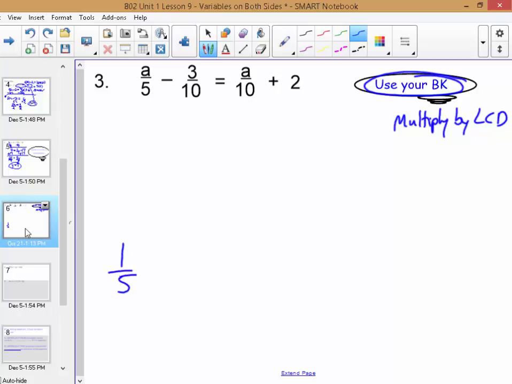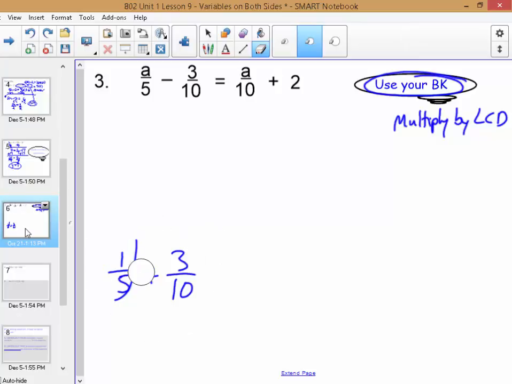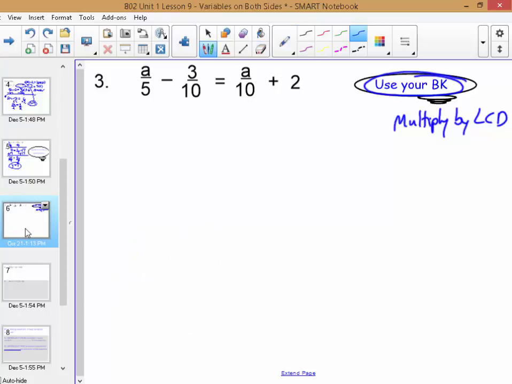If I was adding 1/5 plus 3/10, what would the common denominator be that I have to get it to? Well, I'd have to change this to tens. This would be 2/10. And that's how I would work that problem. So the least common denominator is 10. I'm going to multiply everything by 10. And guys, I mean everything by 10. So you really got to be careful when you're showing your work here.